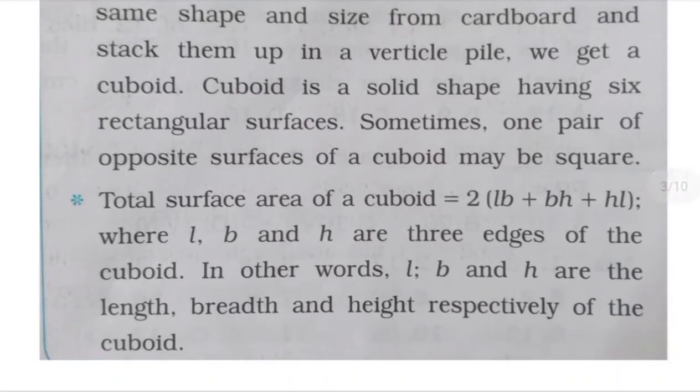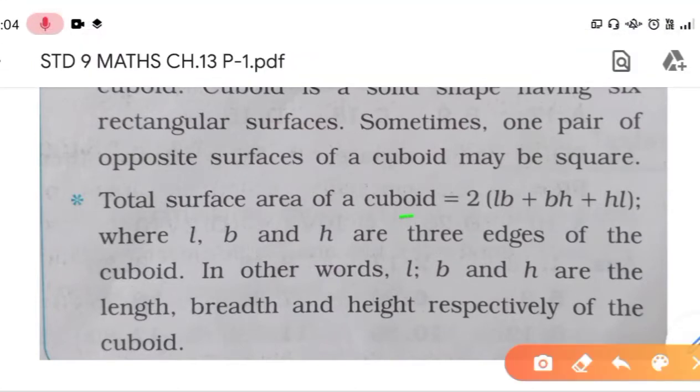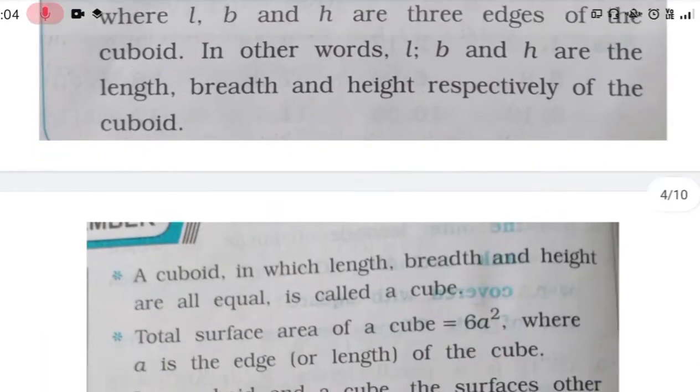Now the formula for the total surface area of a cuboid is 2 into (LB plus BH plus HL), which you have to remember, and this formula will become useful while we do the examples and the sums of our exercise, where L, B and H are the 3 edges of the cuboid. In other words, L, B and H are the length, breadth and the height of the cuboid respectively.